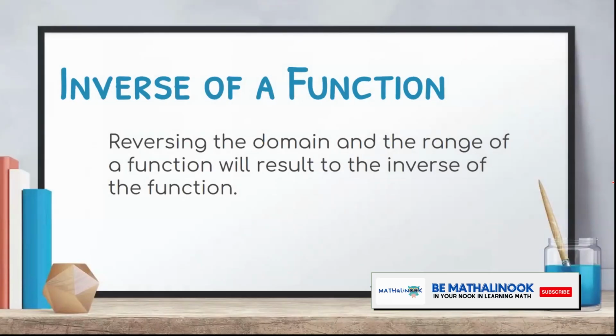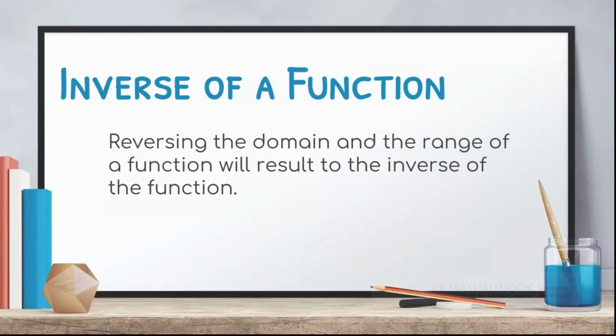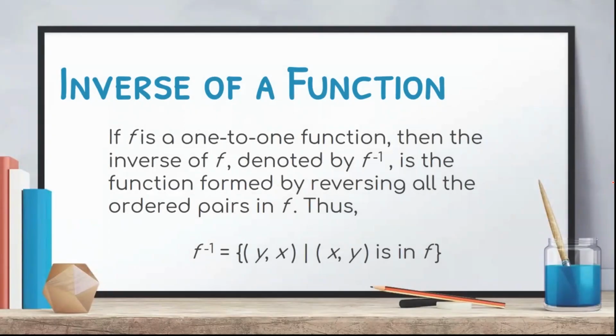In this video, we will discuss the inverse of a function. Reversing the domain and the range of a function will result in the inverse of the function. If f is a one-to-one function, then the inverse of f, denoted by f raised to -1, is the function formed by reversing all the ordered pairs in f. Thus, the inverse of a function is equal to the set of (y, x) such that (x, y) is in f.